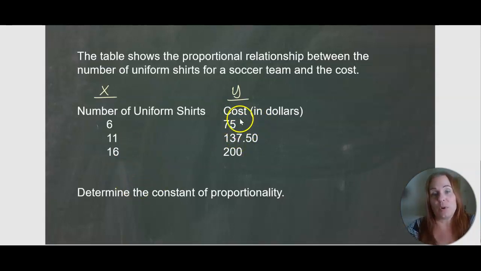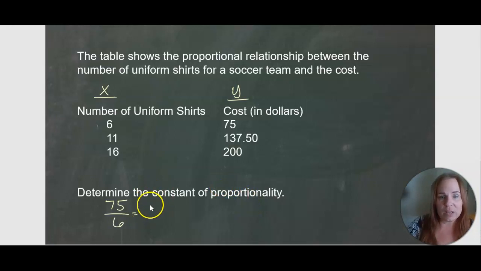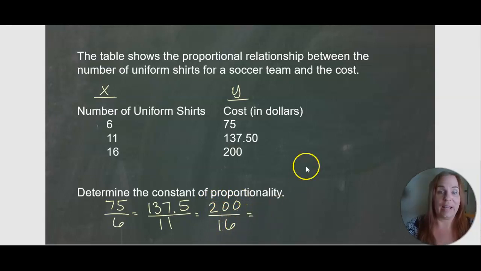So just like we saw before, we're going to divide. It says it's a proportional relationship. So that means that when we divide 75 by 6, we should get the same thing as when we divide 137.50 by 11 and 200 by 16. They should all equal the same thing. Actually, I'm just going to write them all together because we're told that it's proportional. So we know that these ratios all equal each other. And now let's see what that actually equals.